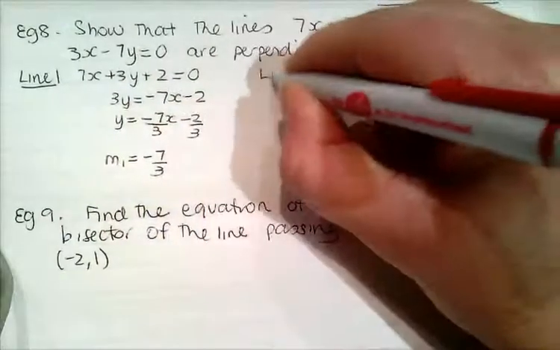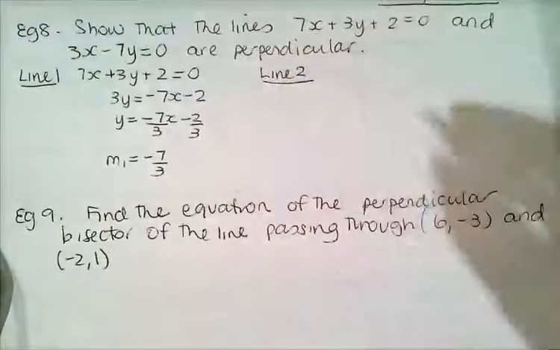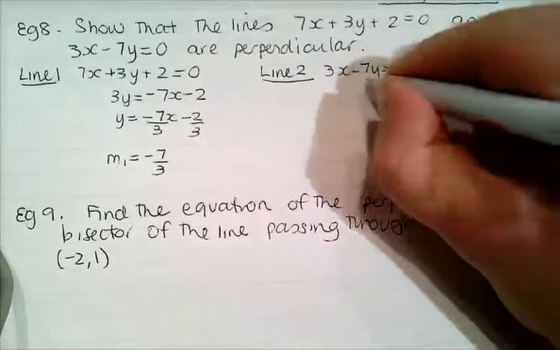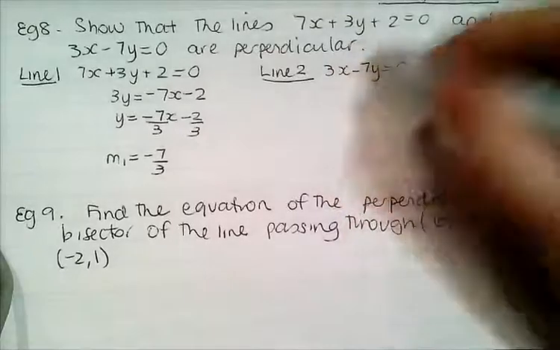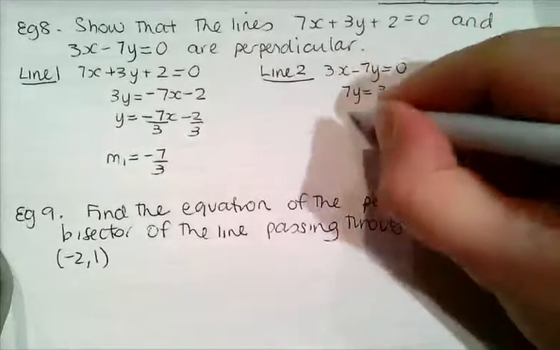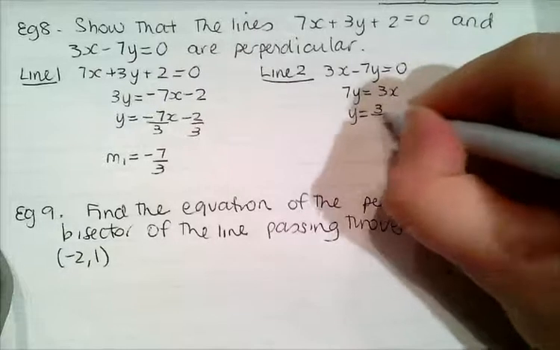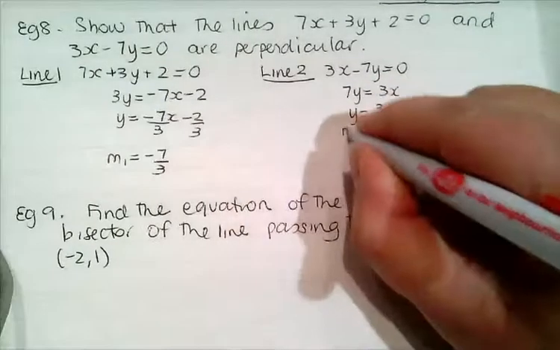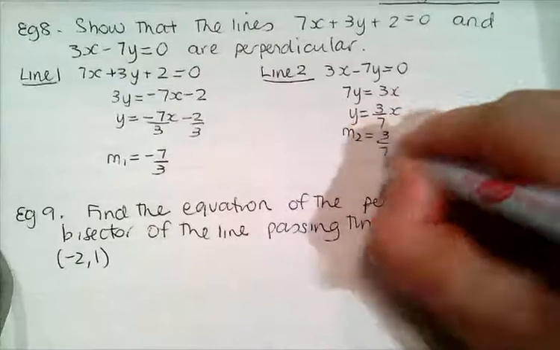Now we'll look at the second line, line 2. And we've got that line 2 is 3x - 7y = 0. Taking this 7y to the other side, we get that 7y = 3x. So the gradient of this line here, dividing through by 7 now, you get 3/7 x. So therefore m2 = 3/7.